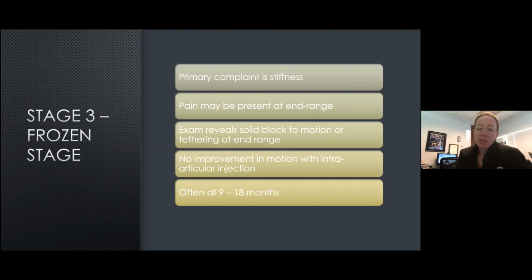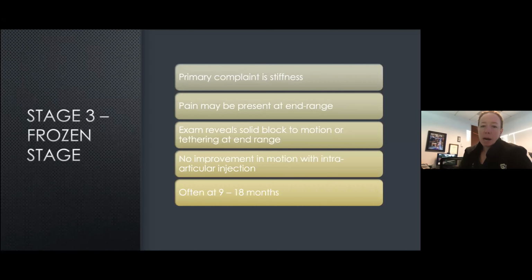Stage 3 is really the frozen stage. And most people will come in complaining not that much of pain, but now it's just very, very stiff. Pain may be more obvious when you're really at the end range. So when you really force them into external rotation, internal rotation, abduction, it hurts just at the end of that. And usually it'll be more of a solid block. So it'll feel like it just stops.